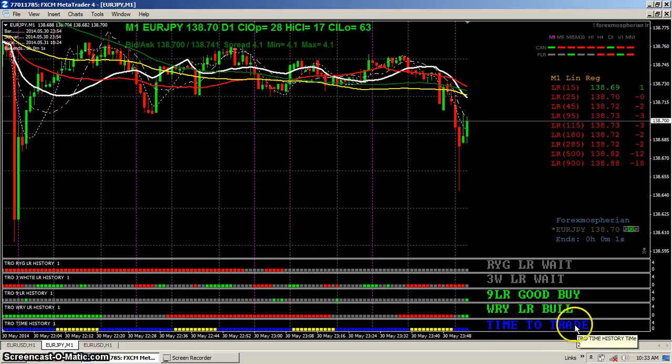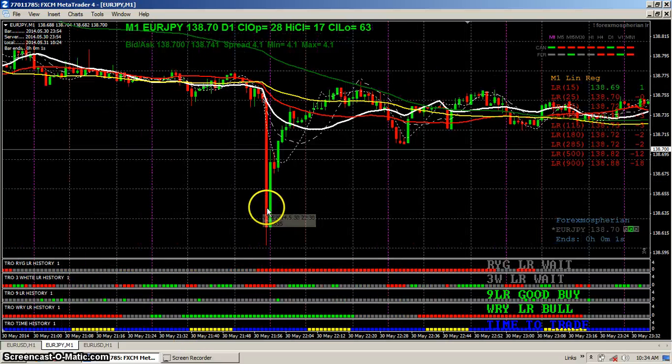So you see I wrote this time to trade indicator. When it's blue, that's the time to trade. When it's yellow, I guess you sit on your hands, or maybe you're just watching the price action during that time. Which, by the way, I'm curious how you define price action.